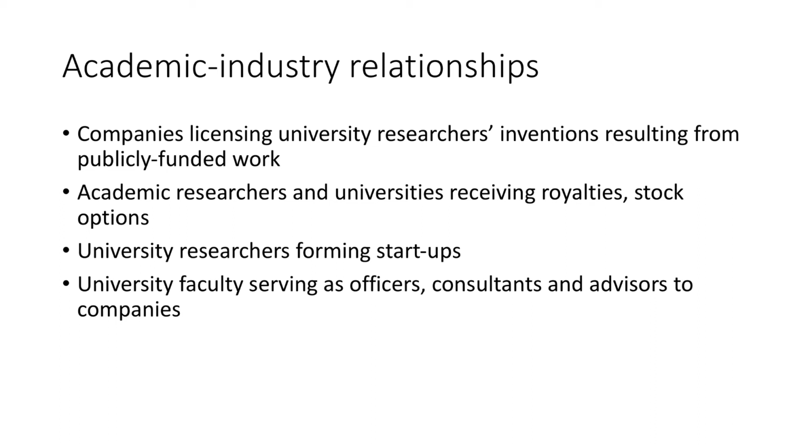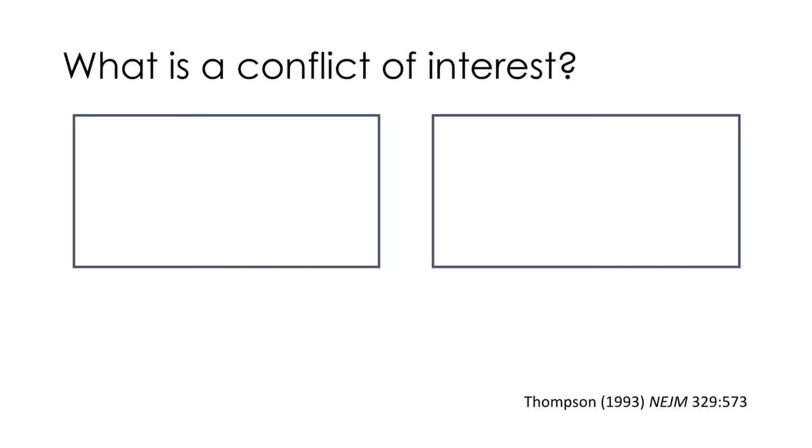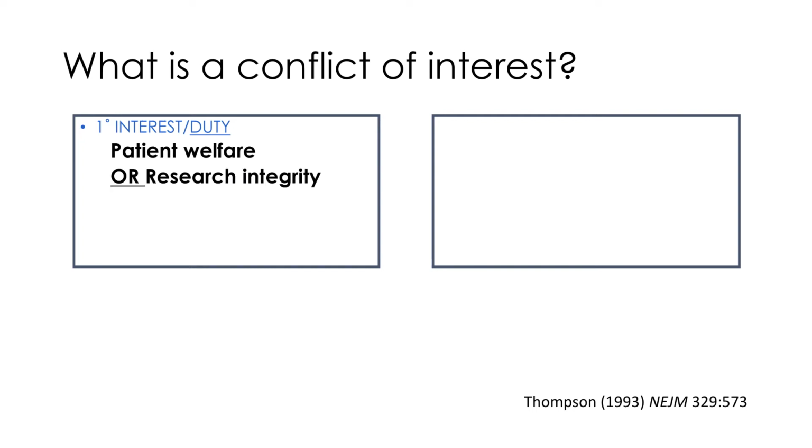Let's go back to our definition in more detail. A conflict of interest can only exist where there are primary interests that are also professional obligations or public duties, such as those of elected representatives to their constituents. In the case of academic researchers, these interests can include patient welfare, in the case of a medical researcher, or research integrity, or education, in the case of a teacher. There can only be one primary duty that is dominant over all other interests.